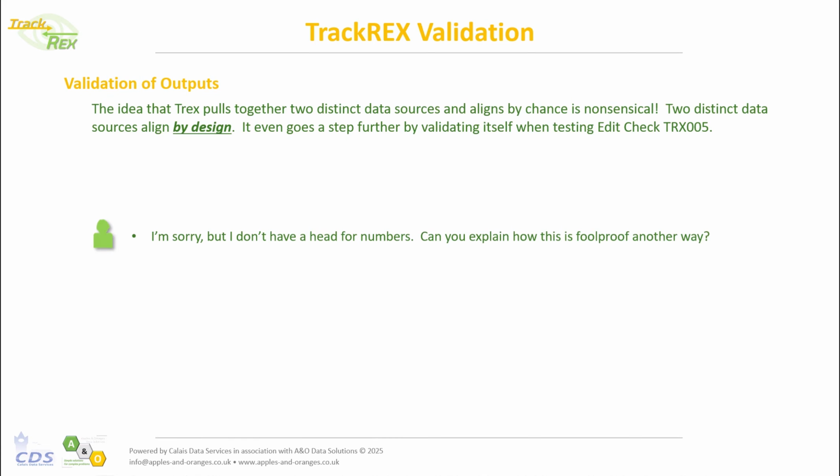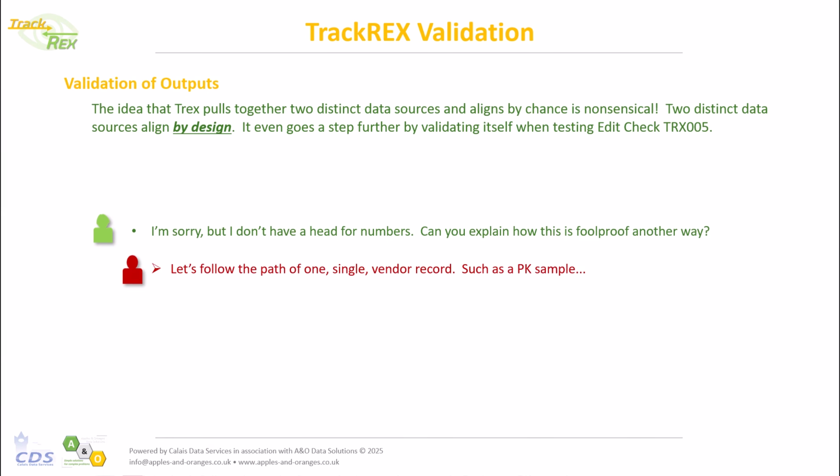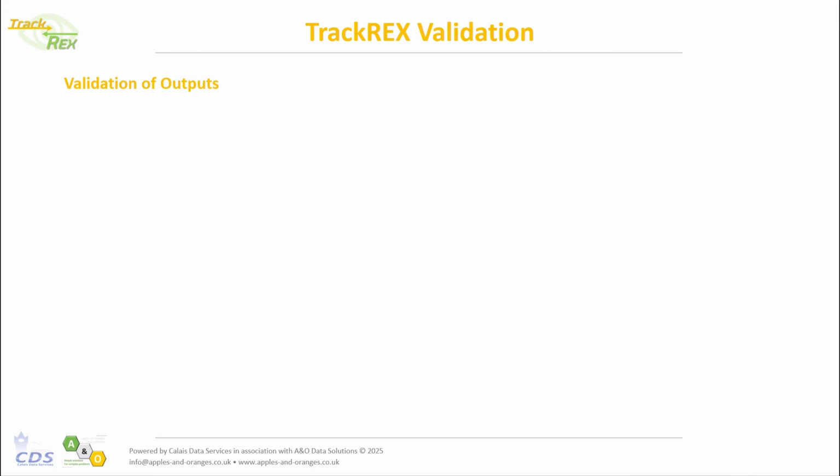I'm sorry, but I don't have a head for numbers. Can you explain how this is foolproof another way? Let's follow the path of one single vendor record, such as a PK sample. Now we follow the journey of a single vendor record as it is processed in TrackREX.